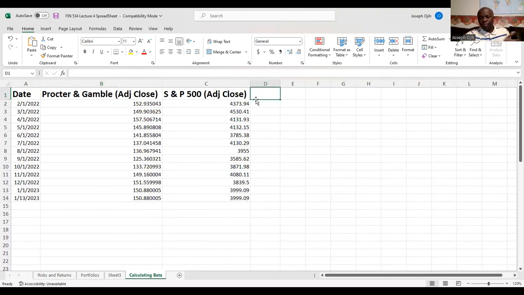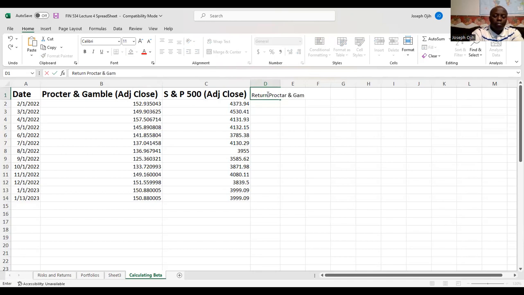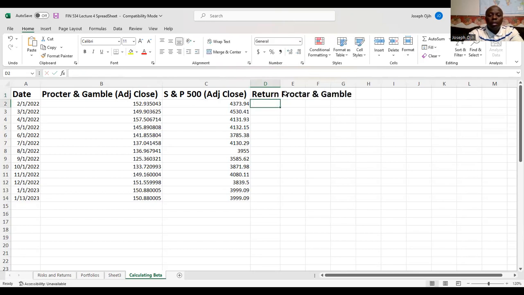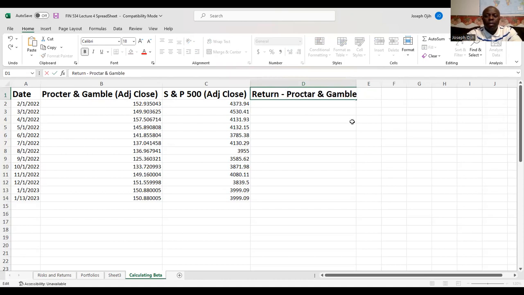Now I'm going to calculate the return. Return for Procter and Gamble. Remember, Procter and Gamble is a very big store, just like Walmart. Let me use this, return Procter and Gamble. Then I'm going to do return for S&P 500, which is the market index for me.